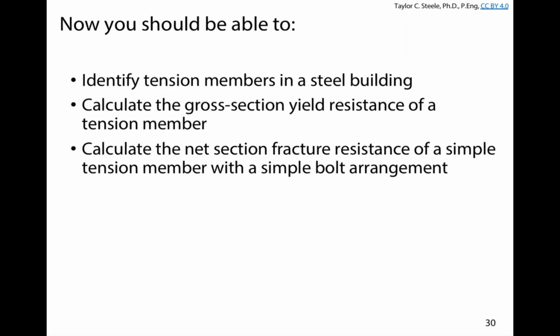Okay, well, now you should be able to do these things: identify some tension members in steel buildings, calculate the gross section yield resistance of a tension member, and calculate the net section fracture resistance of a simple member with simple bolt arrangement. We'll talk about how things can be more complicated over the next couple of days. Does anyone have any questions about anything we've talked about today, or what these three things mean, or why these three things are going to be important to us moving forward in the course?